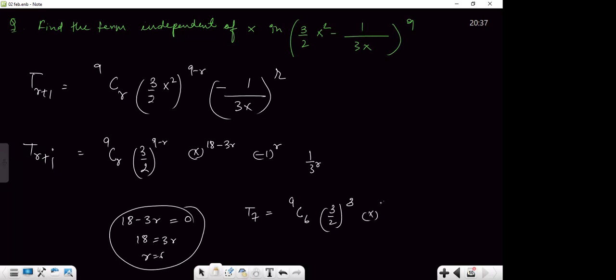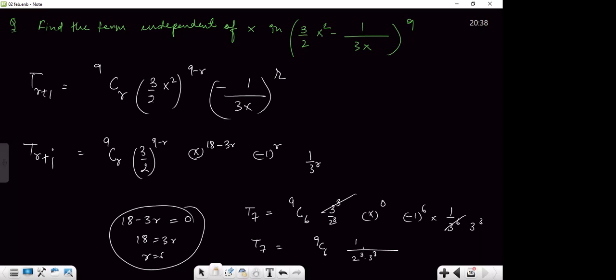x raised to power 18 minus 18 becomes 0. Minus 1 raised to power 6, that is plus 1 only. Into 1 by 3 raised to power 6. Okay, this was 3 only, na? So 3 raised to power 3 divided by 2 raised to power 3. We can expand this by writing 3 raised to power 3 divided by 2 raised to power 3. 3 raised to power 3 cancels 3 raised to power 6 by 3 raised to power 3. And the seventh term becomes 9C6 into plus 1 divided by 2 raised to power 3 into 3 raised to power 3.